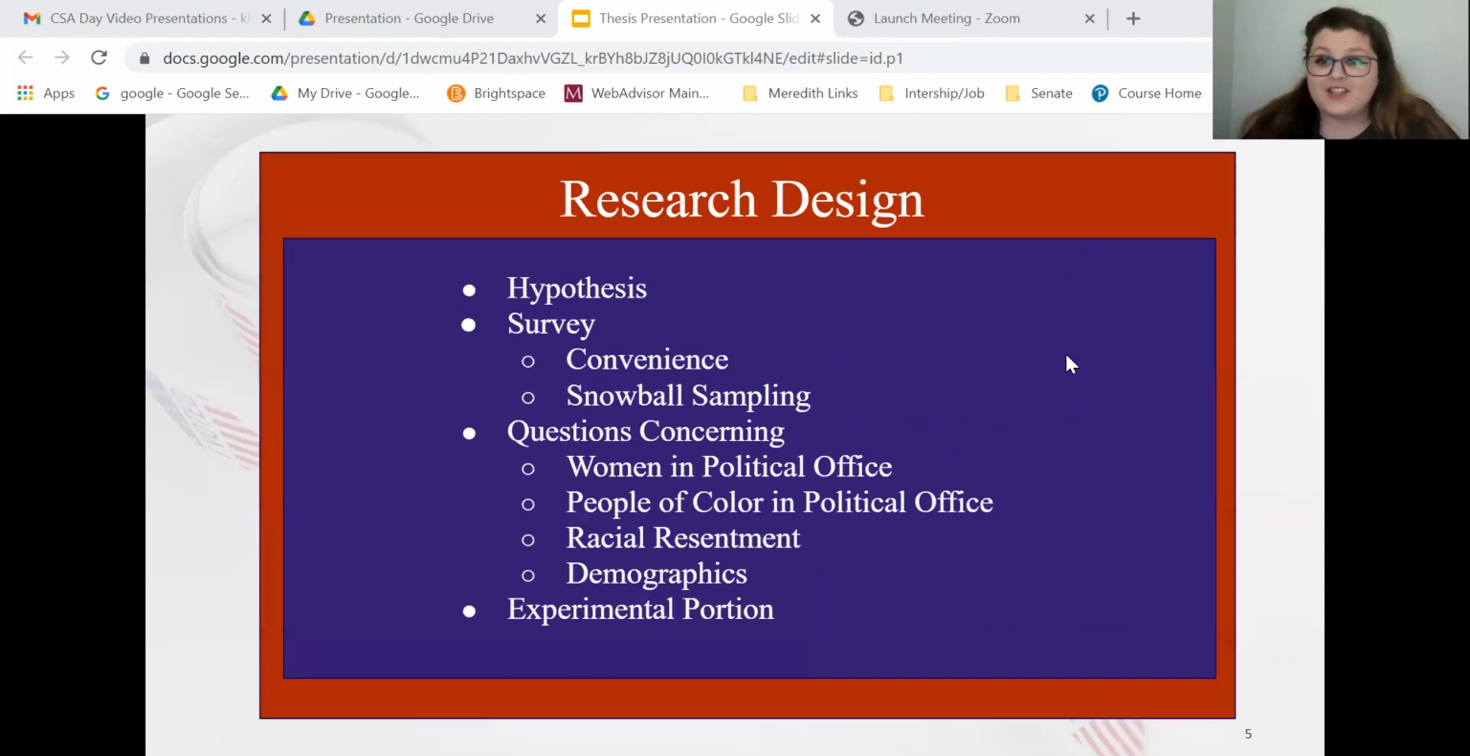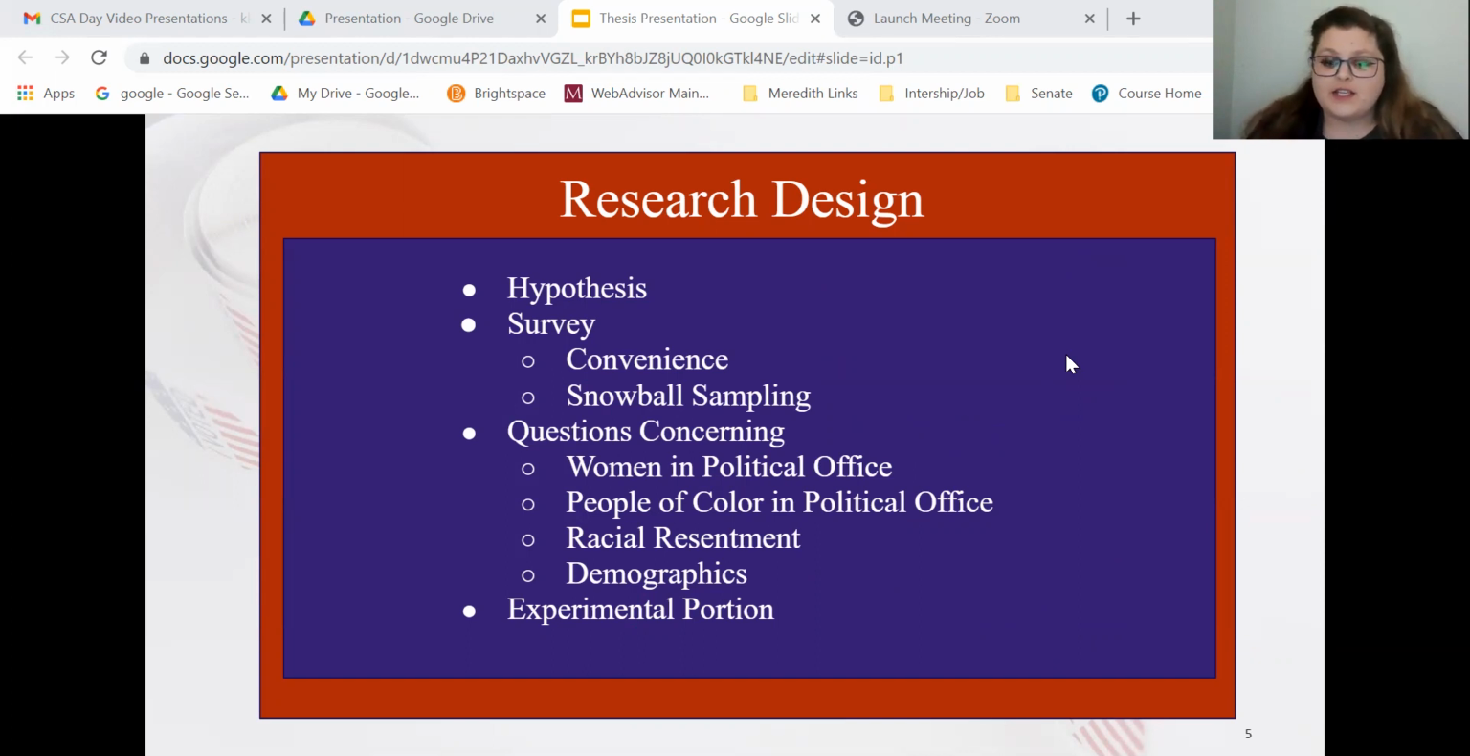To research this topic myself, I worked under the hypothesis that yes, gender and race will affect voter perception of political candidates. I did a survey with an experimental aspect to it. For sampling, I did a cross between convenience sampling and snowball sampling. It was convenience sampling because I sent it to people that I knew, people that were around. For example, I sent it to family and friends.